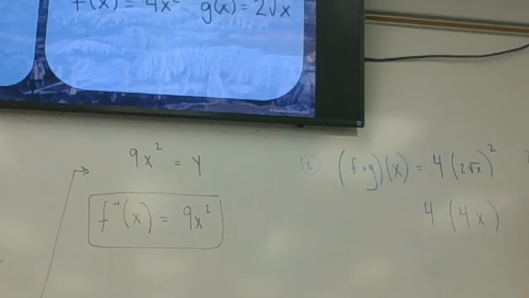So the 2 squared gives us a 4. You're on board with the 4. The square root of x squared is just x by itself. It's not x squared.